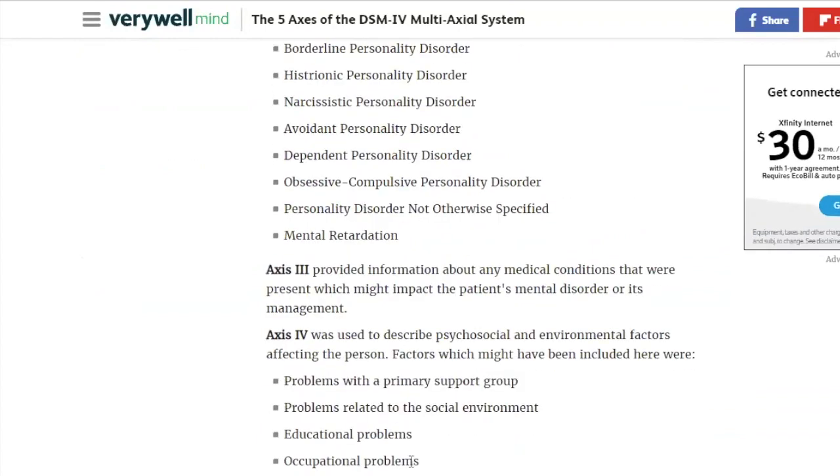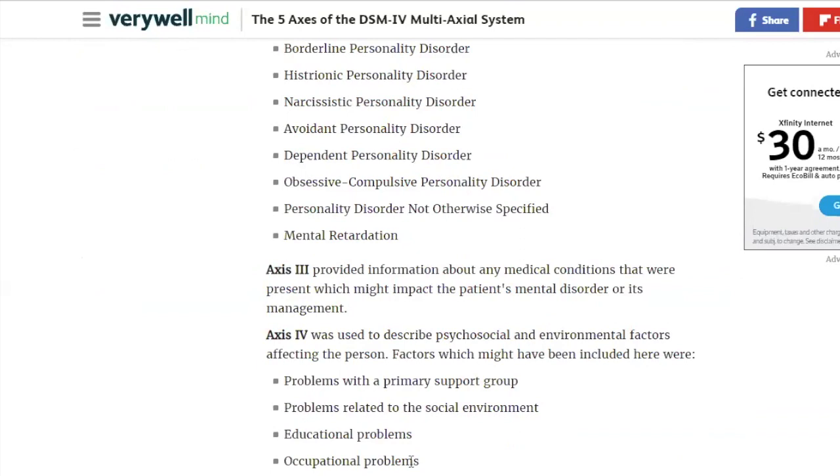Okay, and because we don't have the multi-axial system anymore, I talk about this when we talk about DSM-5, but it was so clean with this multi-axis system. So when we would develop a differential diagnosis, and then a diagnosis, we would set it up as a multi-axial diagnosis, and it'd be axis 1, axis 2, axis 3, axis 4, axis 5. Axis 3 were general medical conditions.